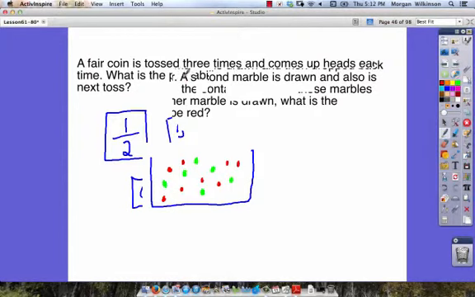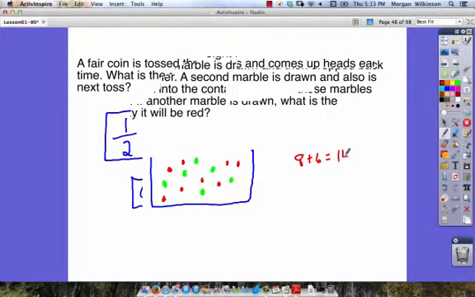Now the question says 1 marble is drawn and then dropped back into the container. A second marble is drawn and also dropped back into the container. Both of the marbles that were drawn out were red. So maybe they were these 2 marbles. We took them out and then we put them both back in. If another marble is drawn, what is the probability it will be red? Well, if it's totally random, we can see in here there's 8 red and there's 6 green. So 8 plus 6, that must be equal to a total of 14. So that would be the number of marbles that we have in total.